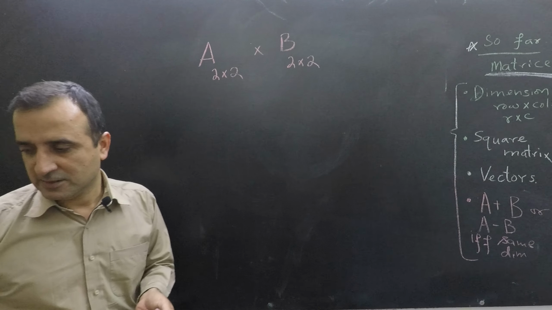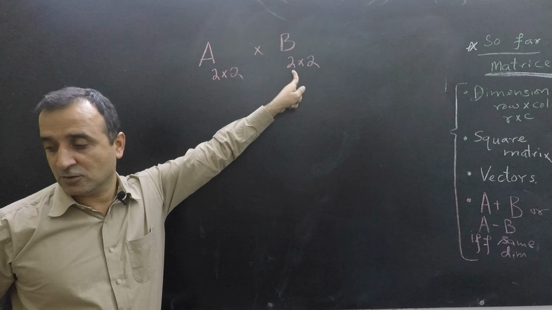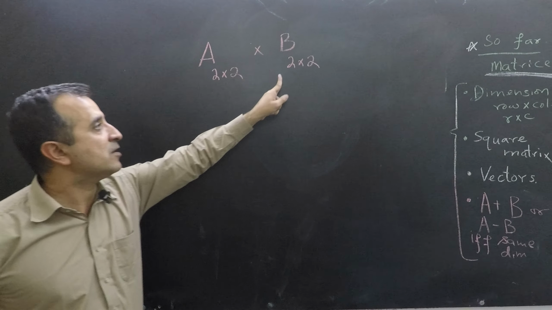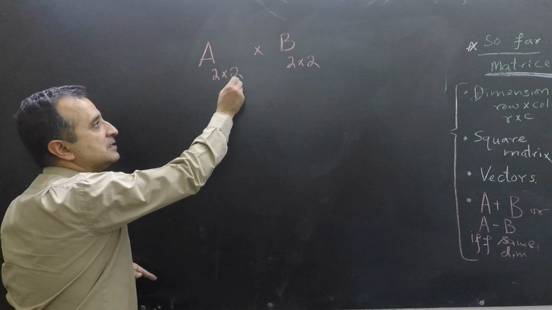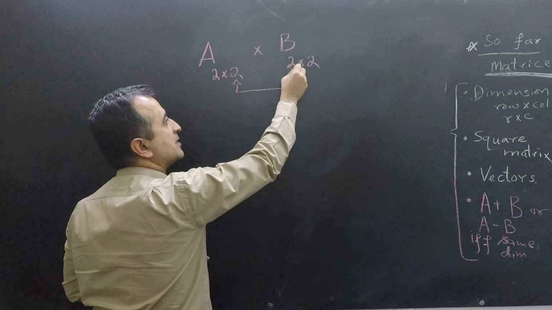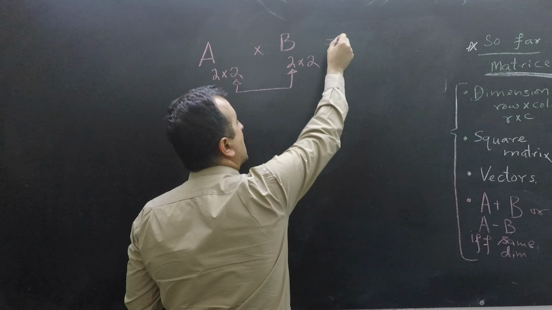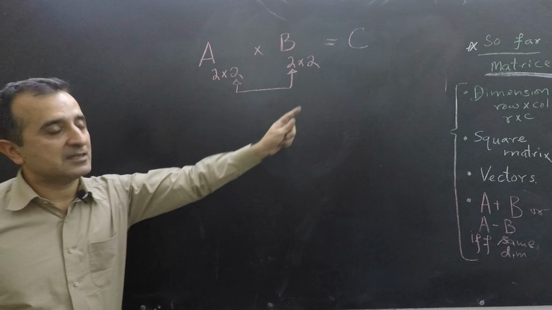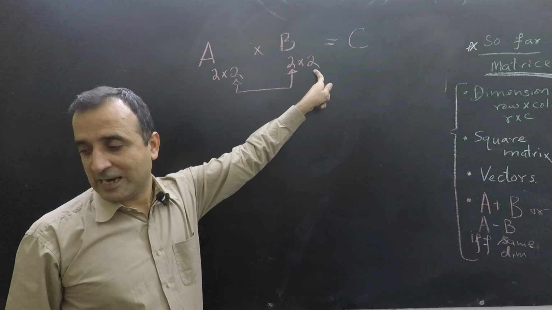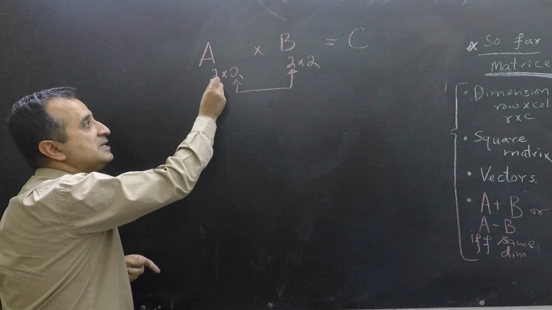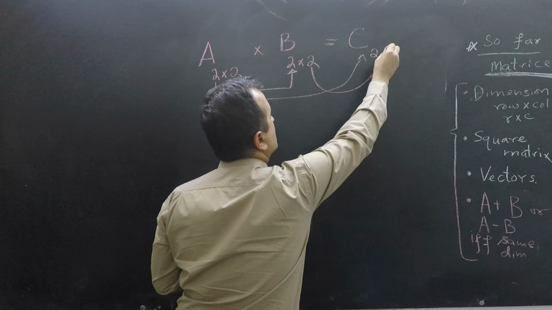Then I can multiply these matrices, because to multiply matrices, the first matrix's columns must be the same as the second matrix's rows. Remember, we have rows and columns here. The first matrix's columns must be the same as the rows of the second matrix. So this entry must be the same as this entry. They should be equal, and then we can multiply, and our result will be another matrix. The dimension of the resultant matrix will be the rows of the first matrix and the columns of the second matrix. Make sense? So here we will have 2, and here we will also have 2.